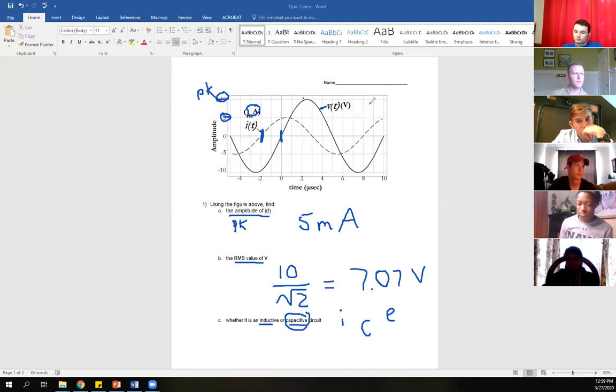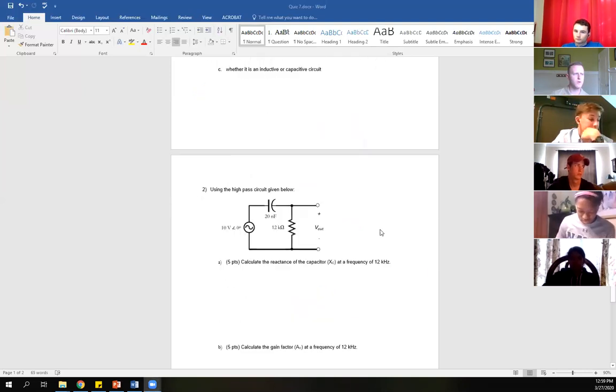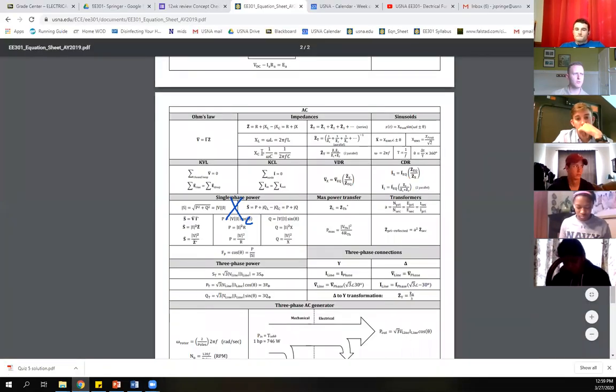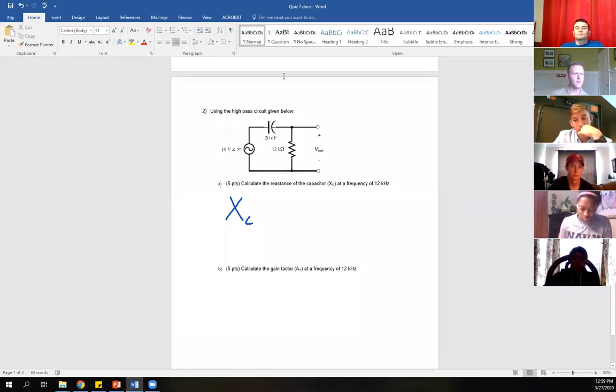I'll clear this and let's scroll down to the second part. Given the high pass circuit given below, we need to calculate the reactance. Reactance, XC. Where is that on my formula sheet? Here's my formula sheet right here. XC, I'm given the capacitance, I'm given a frequency, I will calculate the XC. XC is equal to 1 over 2 pi F C.